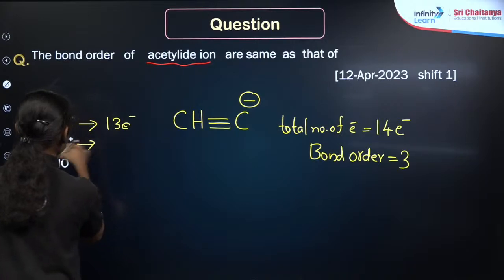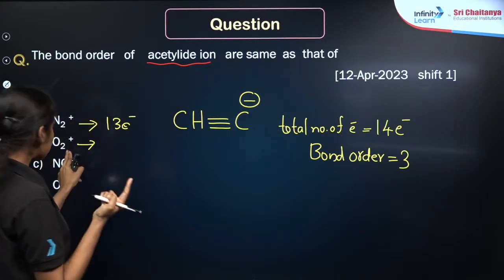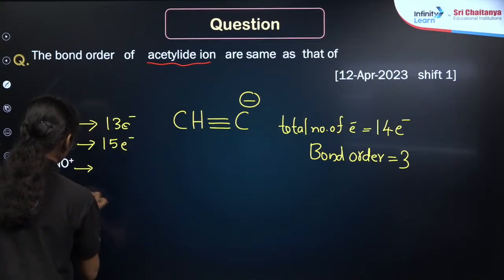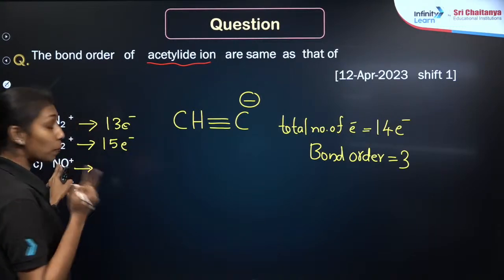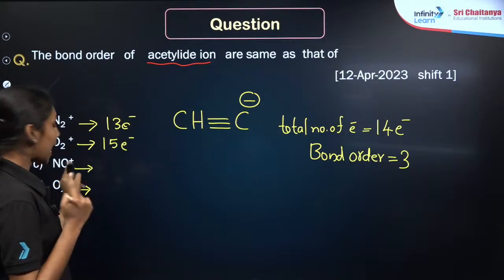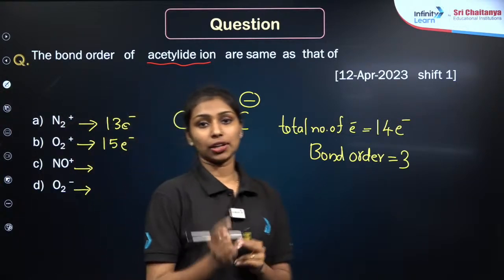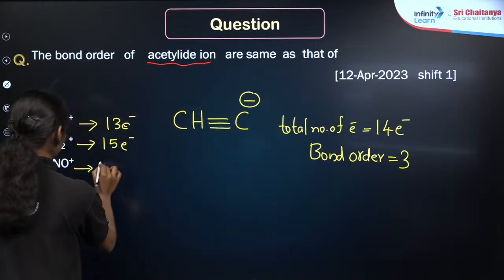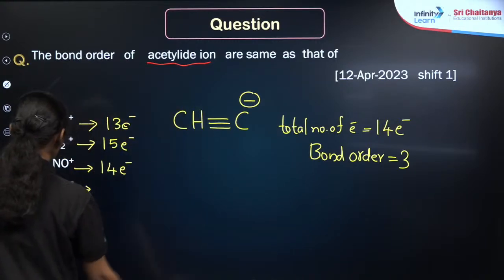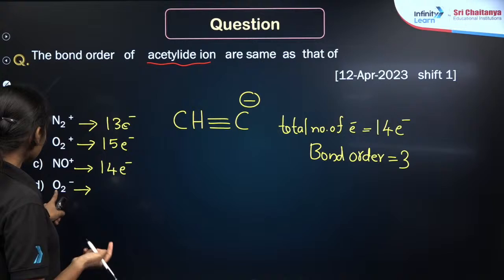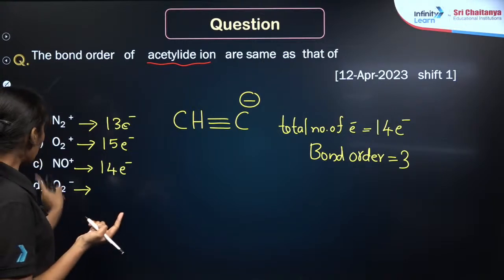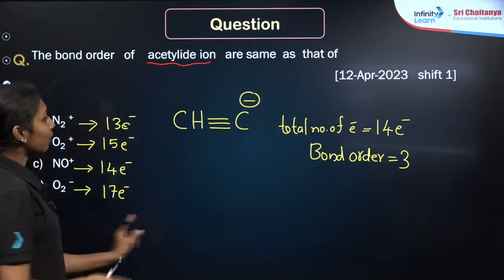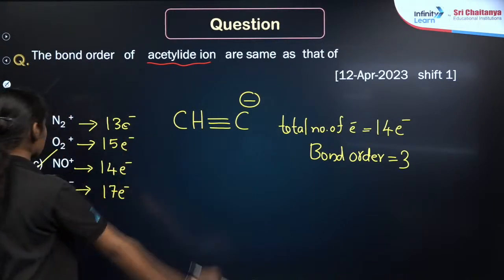Then what about O2 plus? O2 plus means 8 plus 8, 16 minus 1, that is equal to 15 electrons. For the NO plus ion, right? Nitrosonium ion. Nitrogen has 7 electrons, oxygen has 8 electrons. 8 plus 7 minus 1, that is equal to 14 electrons. Then O2 minus means 8 plus 8, 16 plus 1, that is equal to 17 electrons. So we have to identify the species having 14 electrons, that is option C, NO plus. Clear?